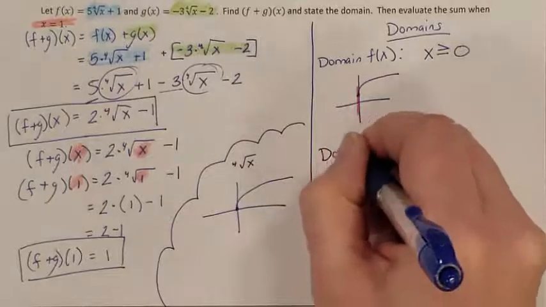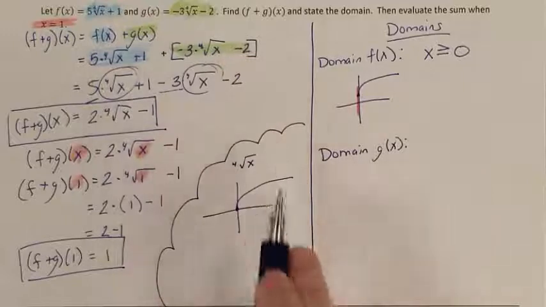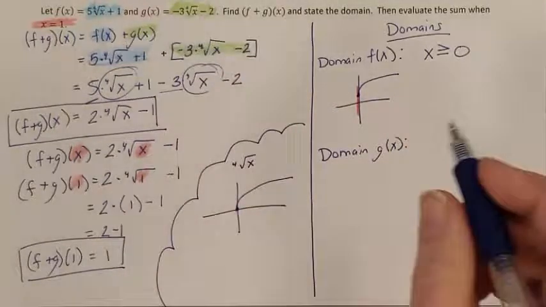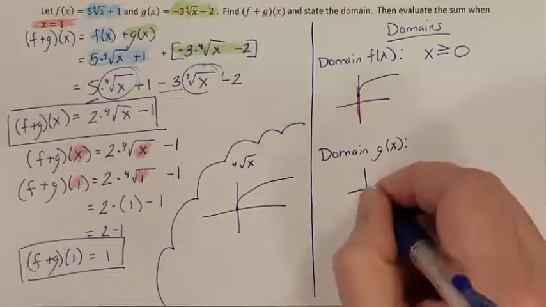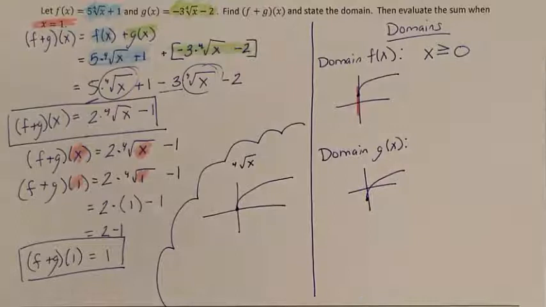Let's go ahead and look at our other domain for g of x. It's still a 4th root, so it started off looking like this. The outside minus 2 tells me that I moved down 2. So my graph kind of looks like this now.